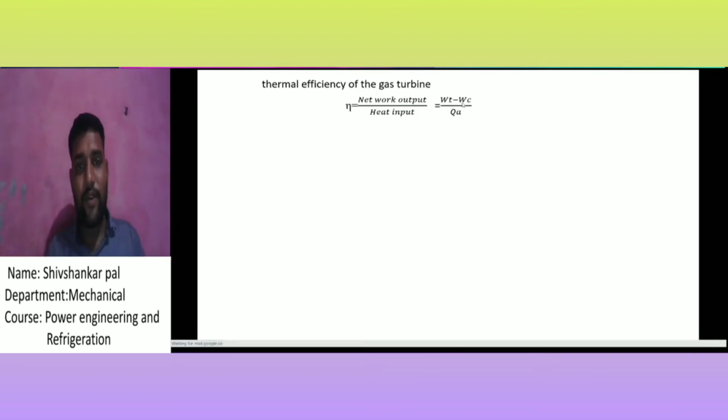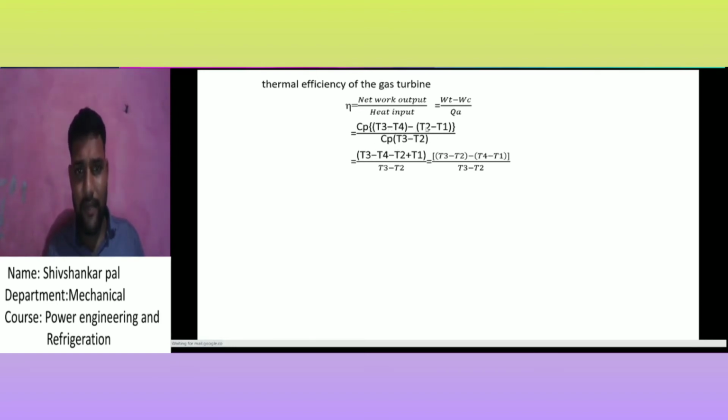Put W net, WT minus WC, and QA. Put the values of WT and minus WC. In this equation, this is the numerator and this is the denominator. In the denominator the value is T3 minus T2. Here Cp is cancelled first. When T3 minus T2 is available, then T3 minus T2 is cancelled. So open the bracket: Cp is cancelled. Then T3 minus T4, the minus goes inside, minus plus minus, and minus is plus.